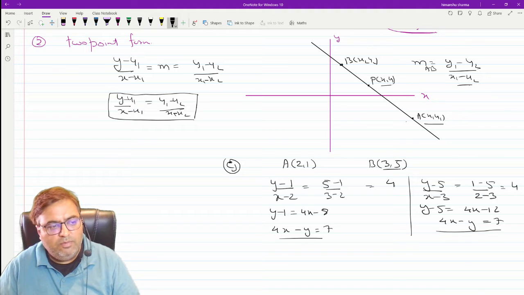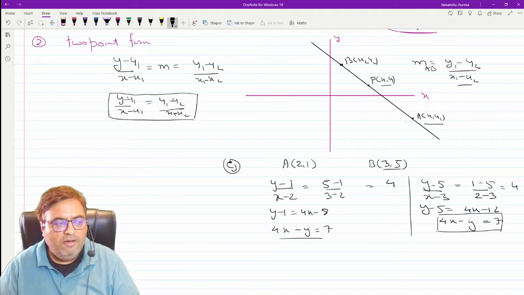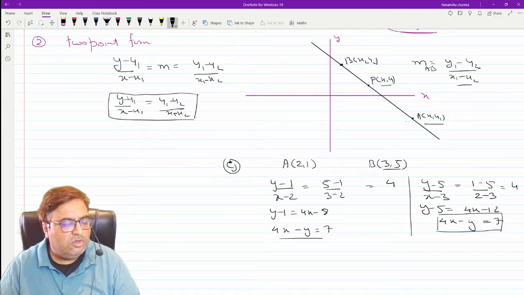You see, either way both the equations are coming out the same. So it doesn't matter which one you take as x1, y1. It will remain the same. Okay. So this is what is called the two-point form.